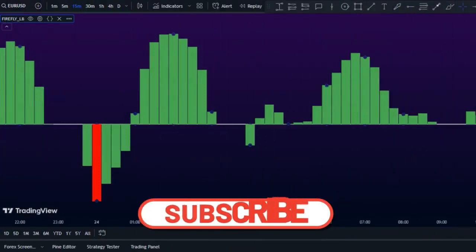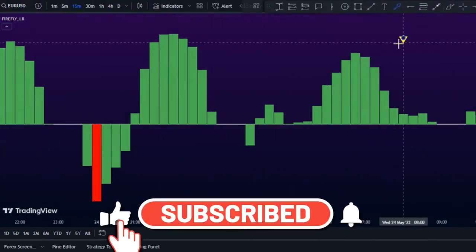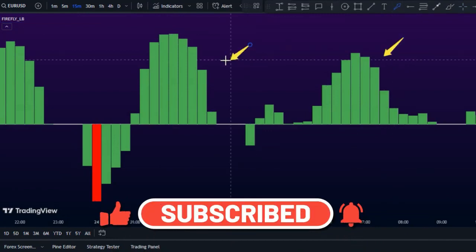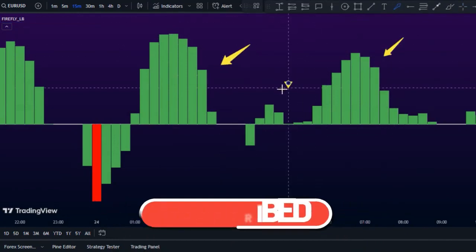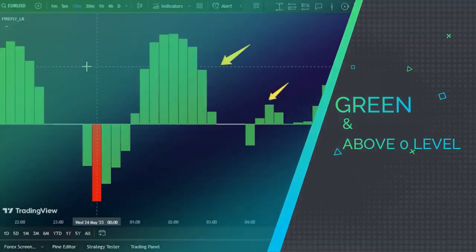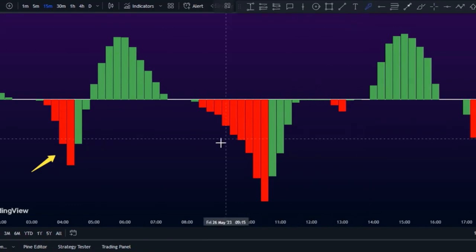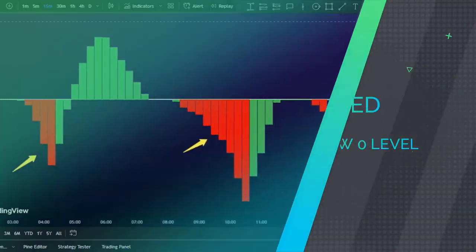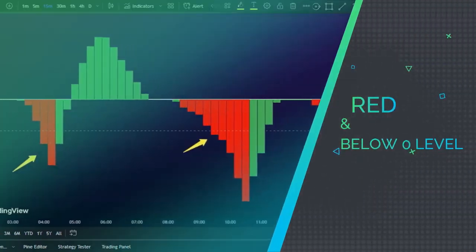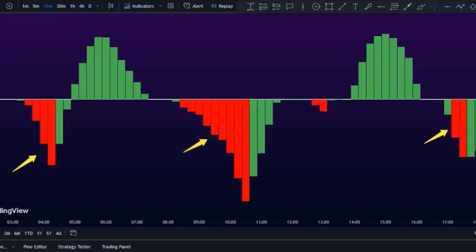These indicator tweaks will significantly improve the trade signals by filtering out the noise, giving us the best chance of profiting. These tweaks will allow us to spot buy setups when the histogram is green and above 0, and sell setups when it's red and below 0. In fact, the histogram does a great job filtering out low potential signals.